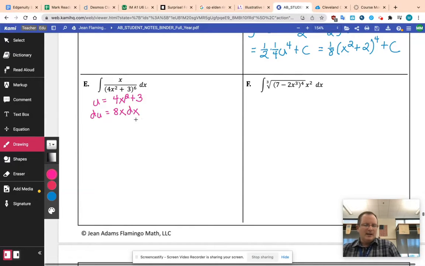Now, at this point, let's rewrite some things. I'm going to rewrite it completely. I'm going to have my u part up front, but I'm just going to rewrite the original integral first, and then we'll talk about what to do. So this is going to be 4x squared plus 3 to the negative 6, and then I've got a little x dx sitting there, right? If we were going to do the chain rule ourselves to get to this point, then obviously we would have put the chain rule part at the back. That's what we normally do.